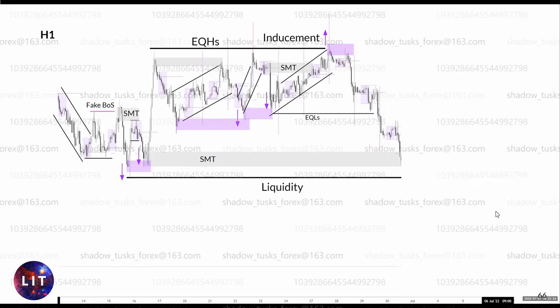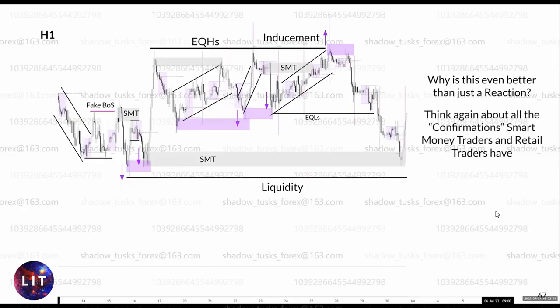So let's see. Boom. Okay, perfect. Gives us our Mona Lisa entries in here. Okay, induces low into the smart money trap. So question is, if this is a valid smart money trap, what should this smart money trap do? Fake a reaction. Very good if you answered that correctly. And guess what? Boom, there's your fake reaction. And why is that even nicer than just a fake reaction? So now again, think about all the confirmations these smart money traders have.